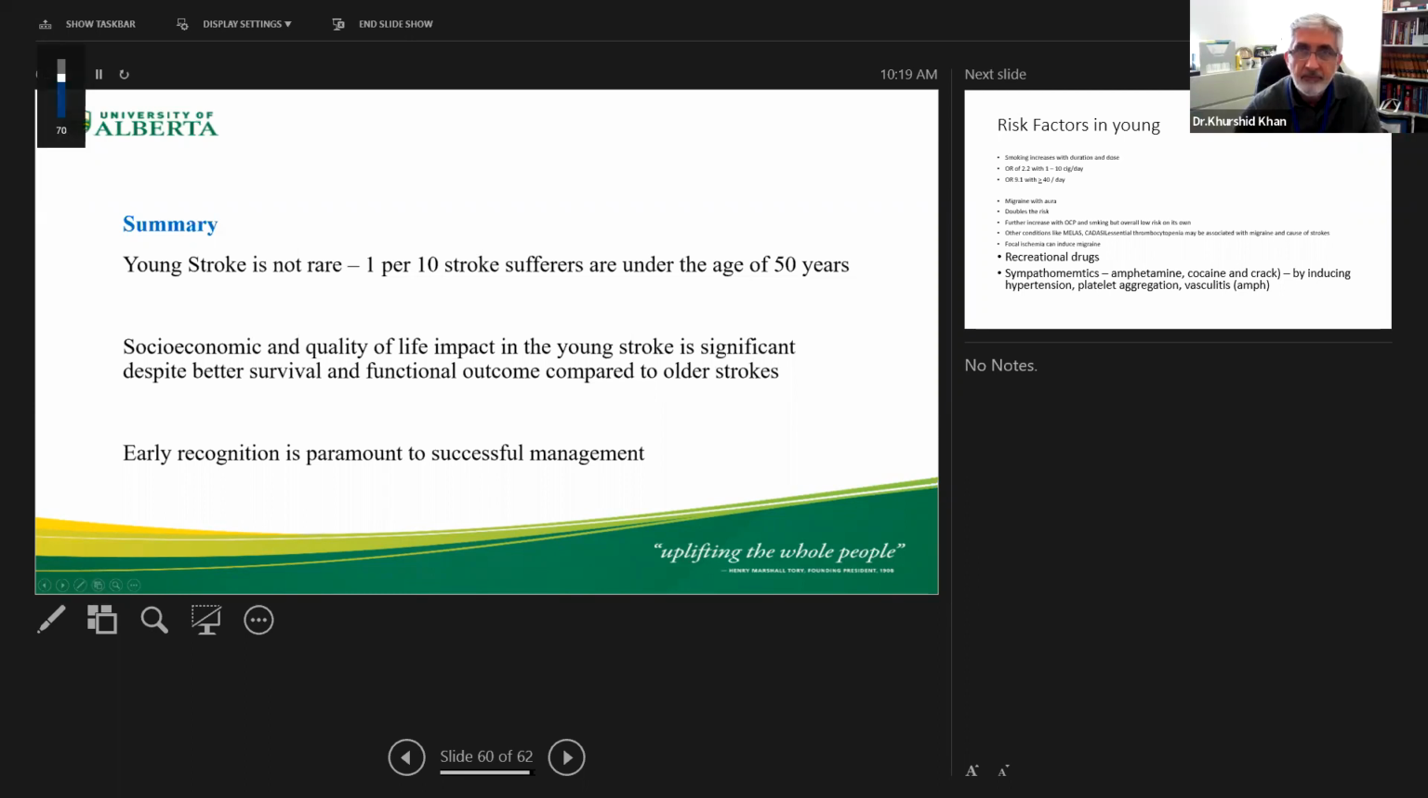Sir, we have a question in the question and answer box from one of the attendees. Can we say that strokes are more dangerous in young people than elderly because of the collateral circulation in the affected area?